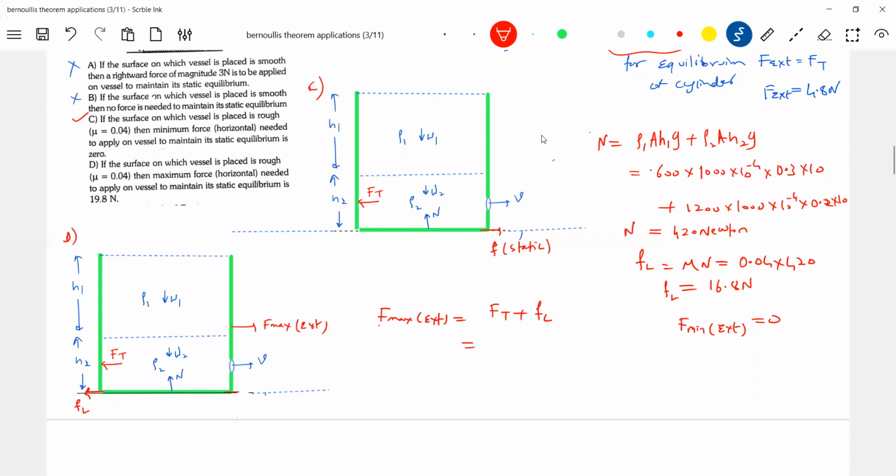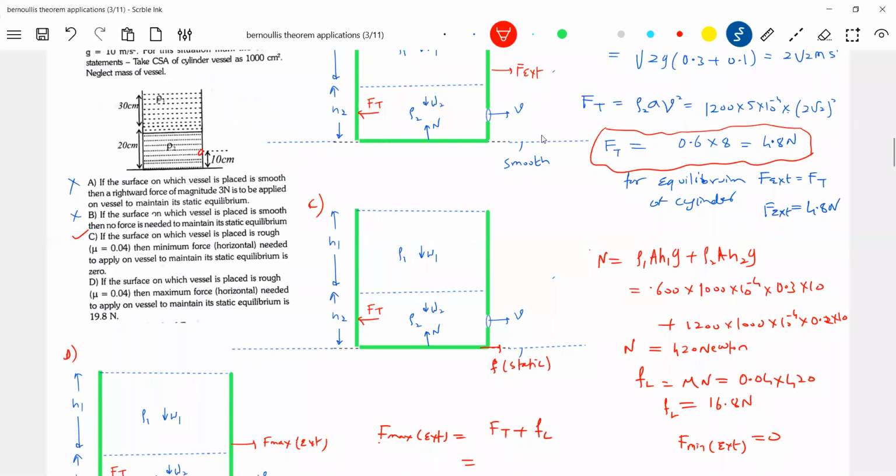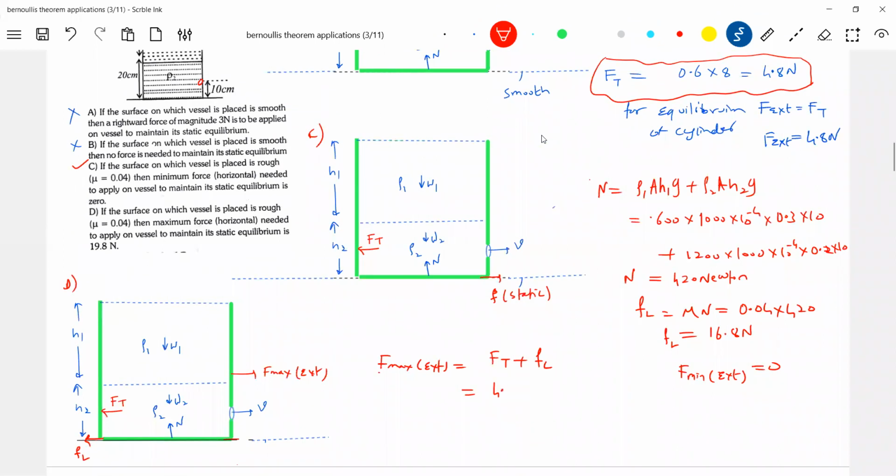We know thrust force is how much? 4.8 Newton. Limiting friction 16.8. Total 21.6, sir. 21.6 Newton.